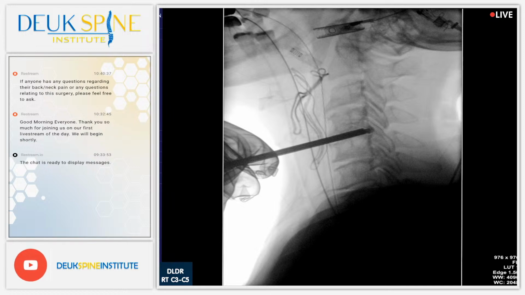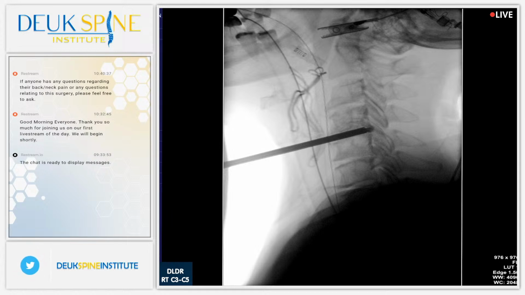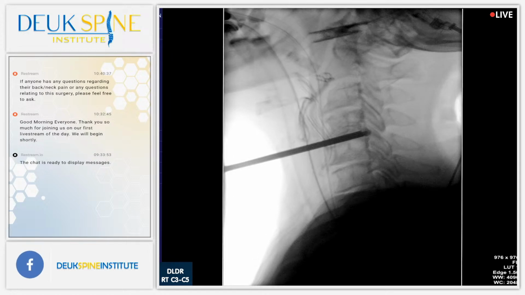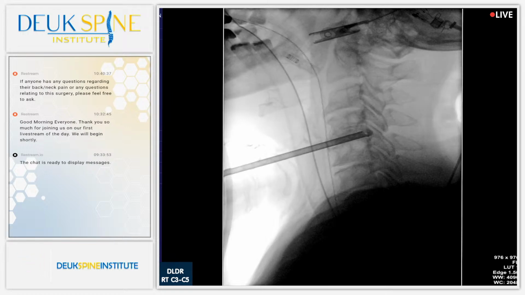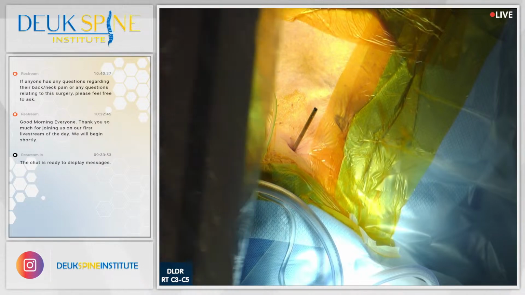A millimeter is actually a lot in spine surgery and brain surgery. It doesn't seem like much in most of our lives, but a millimeter can make all the difference in the world between a successful procedure and an unsuccessful procedure. Or symptoms, or no symptoms.